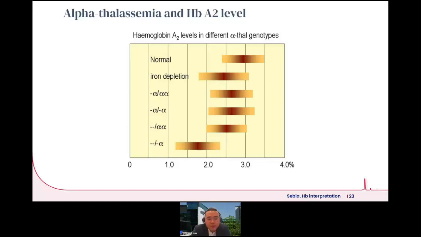So in alpha thalassemia, looking at the increasing severity of the loss of alpha genes, this is the reference range for hemoglobin A2 levels. You could see that many of them still fall largely within the overlapping ranges. But of course, in the major alpha thalassemia, this hemoglobin A2 level moves significantly away to a lower end.